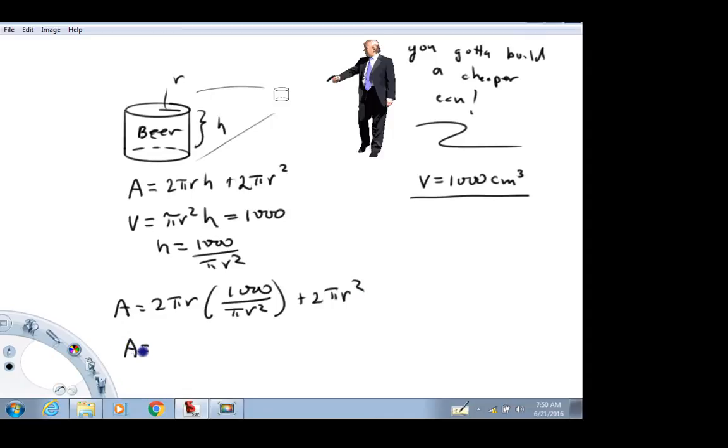I'm going to clean this up a little bit. The 2 times 1,000 is 2,000. These pi's will cancel. R over r squared is going to give me 1 over r, plus 2 pi r squared. So here's our function that we want to optimize now, written in terms of one variable.